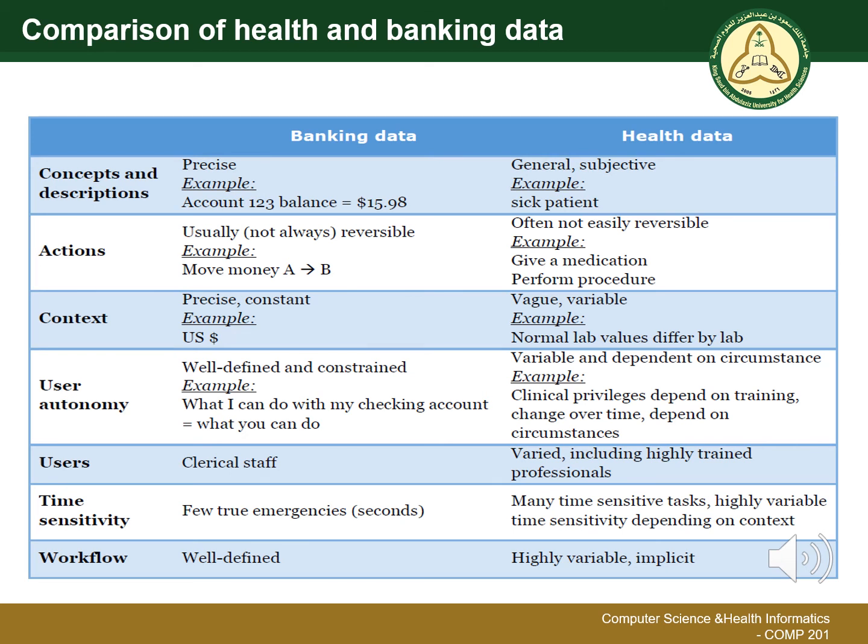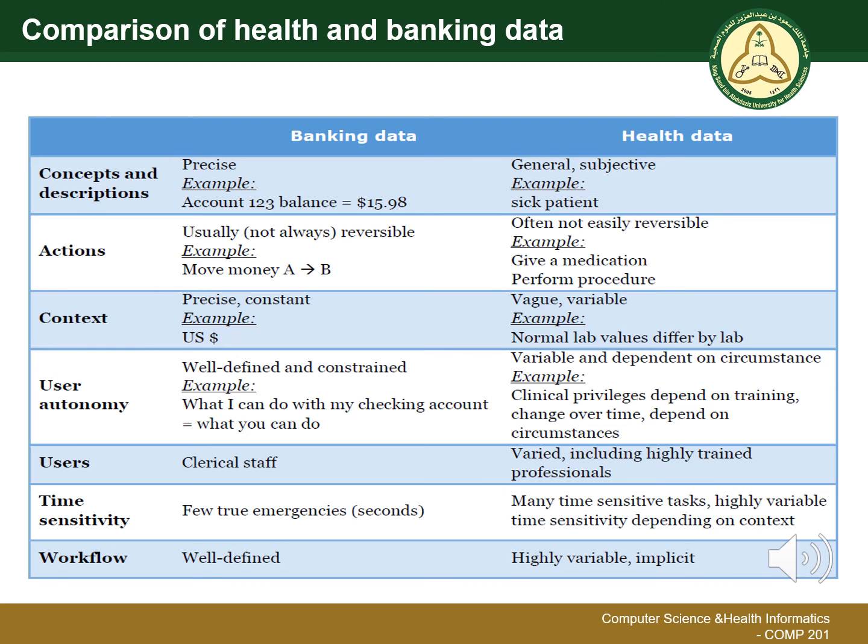بالنسبة للأكشن بالbanking data is usually, not always, reversible, so I can move money from account A to B. I can do the opposite way around, I can move money from account B to A. بالنسبة للhealth data الأكشن often not easily reversible. بالنسبة للcontext بالbanking data الcontext precise, constant. يعني for example banks in the US they are all using a constant currency اللي هي الدولار. بس بالنسبة للhealth data الcontext vague and variable. الcontext متغيرة. For example normal lab values راح تختلف من lab إلى another.